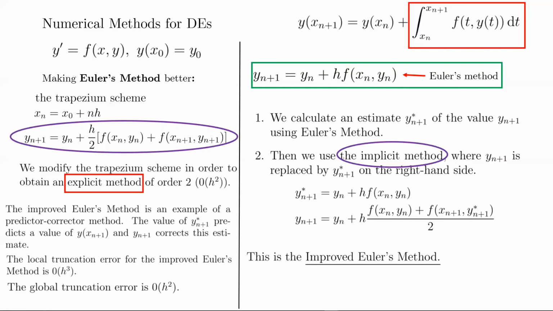The global truncation error is order h squared. If you recall, Euler's method was order h. So in Euler's method, if I halved the step size, my global truncation error was also halved. With this improved Euler's method, if I halve my step size, my global truncation error will reduce 4 times.